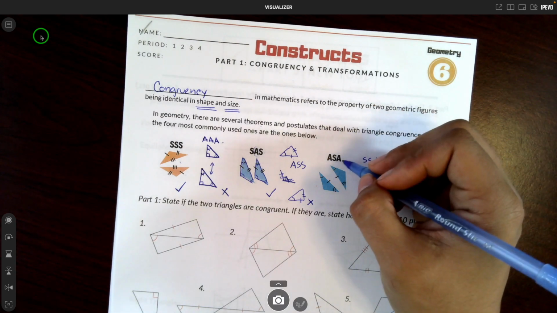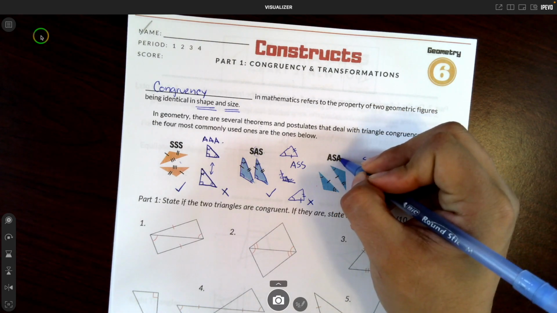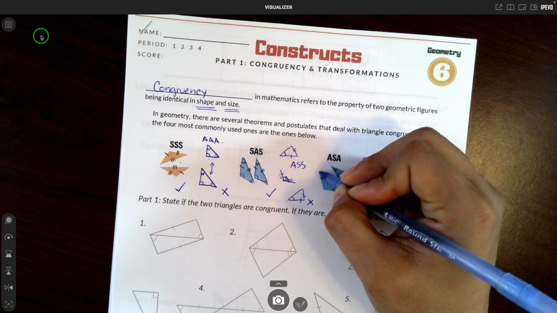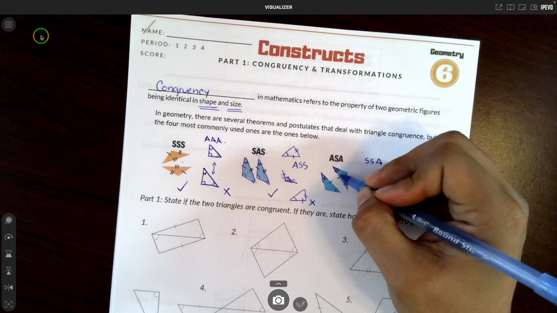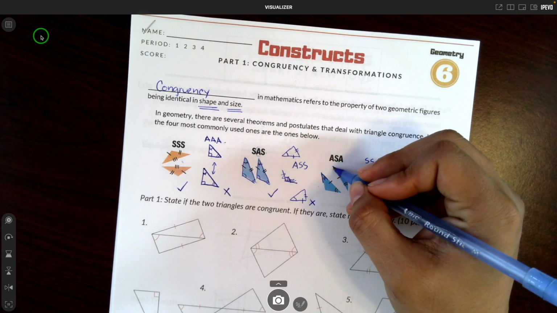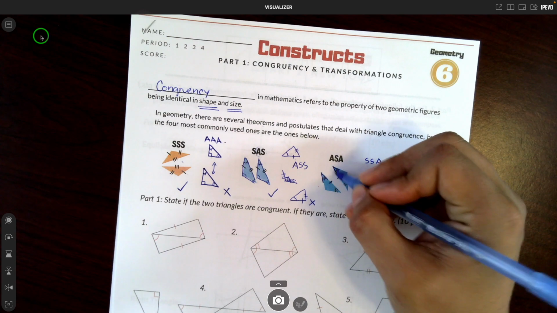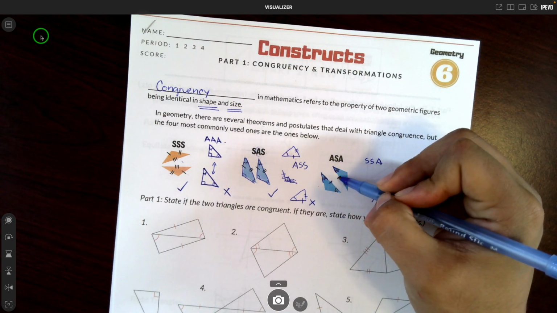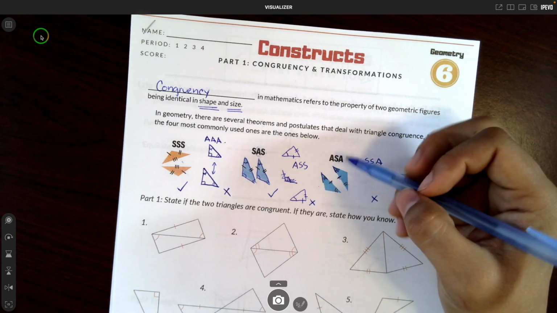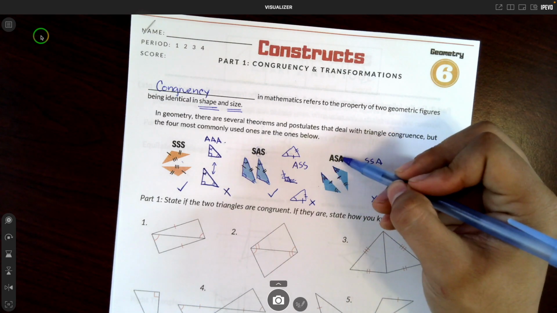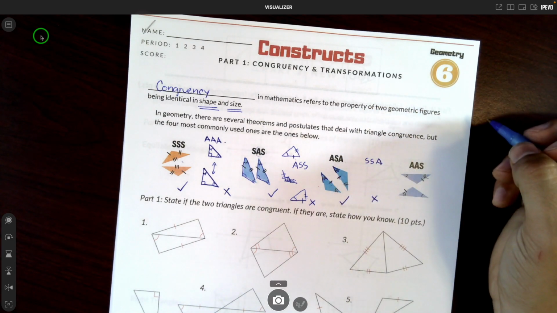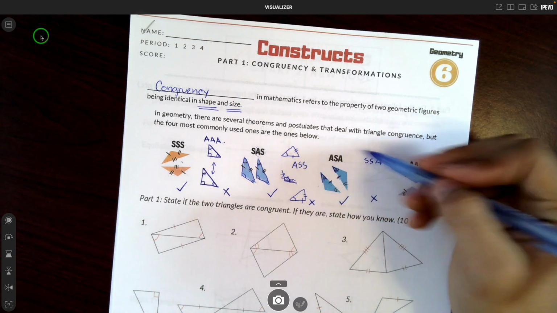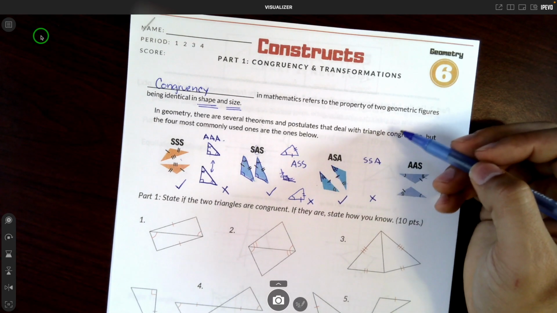So if you ever have an angle, a side and an angle, so a side in between two angles. Notice how it goes angle, side, angle, angle, side, angle, angle, side, angle. So anytime you have a side in between two angles, that's a theorem. That works. This one is the same as that one, just backwards. It does not work, okay?